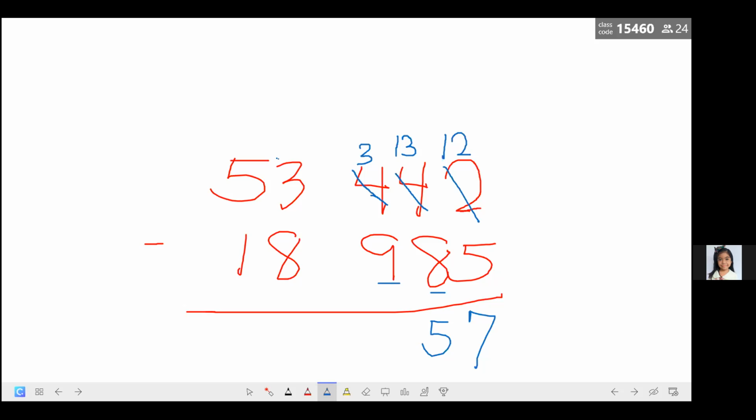Right. Sige, can you tell me how? How do we say it properly? We regroup 3,000s into 2,000s and 1,300s. Right. Sige, 1,300s minus 900s. 400. Very good. Sige, Teacher Giselle, will you continue, please?